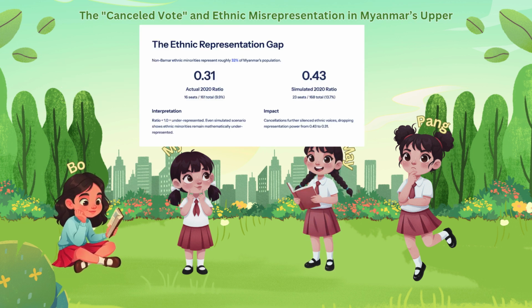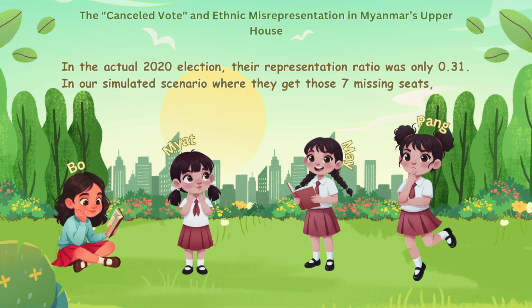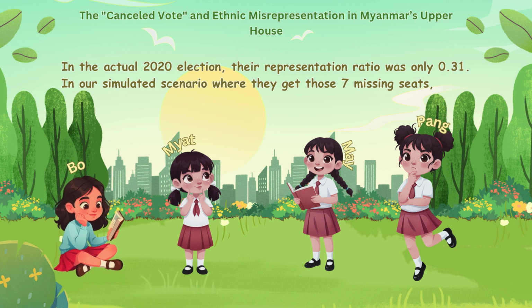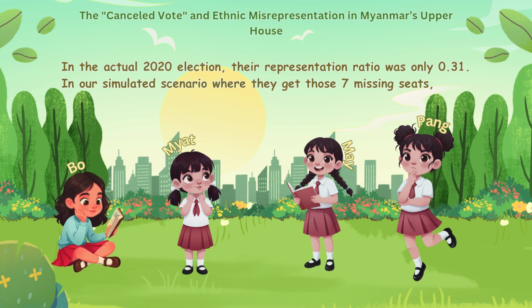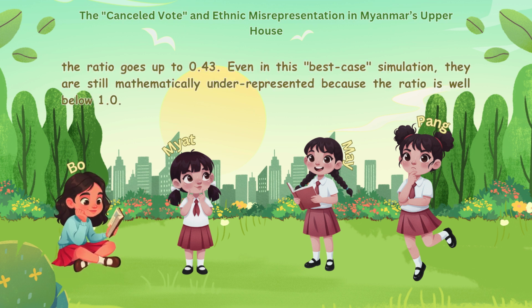Well, speaking of representation, we can also look at the representation ratio. Non-Bamar ethnic groups make up about 32% of Myanmar's population. In the actual 2020 election, the representation ratio was only 0.31. In our simulated scenario where they get those 7 missing seats, the ratio goes up to 0.43.